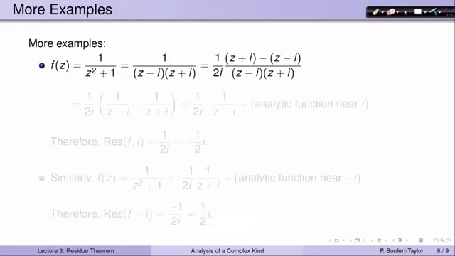And here's a final example. The function 1 over z squared plus 1. The denominator factors into z minus i times z plus i. And again, we can do a partial fraction decomposition. I'm going to do it the similar way that I showed you a few lectures ago.